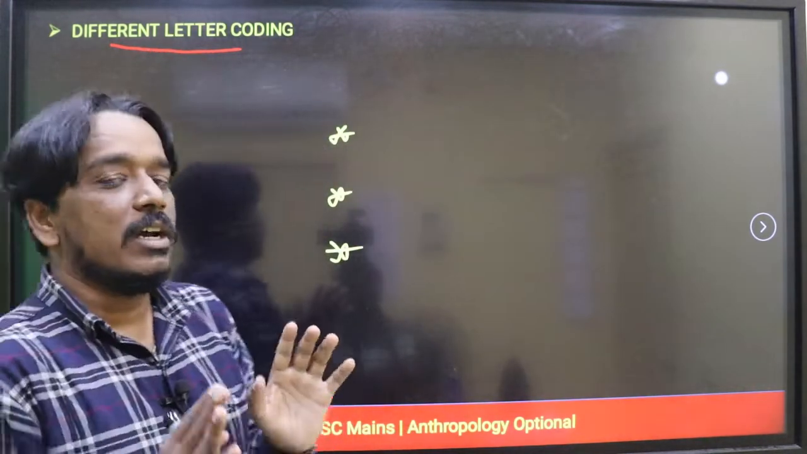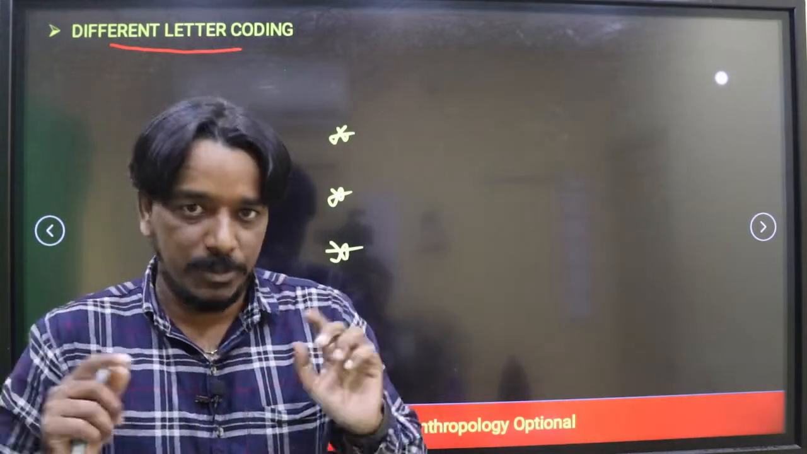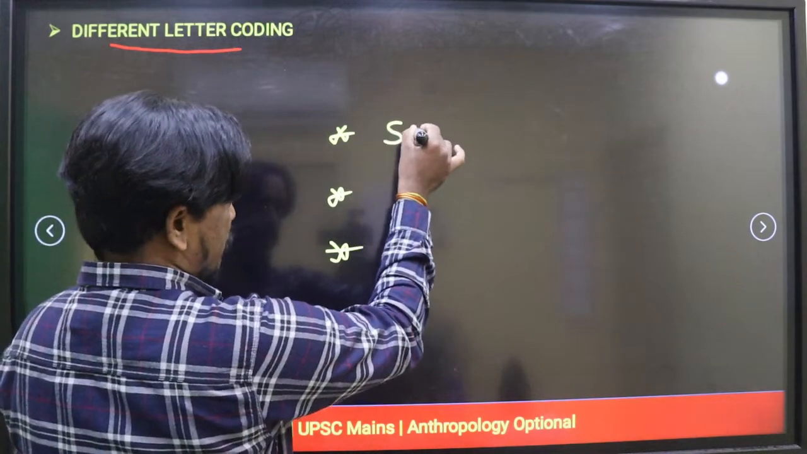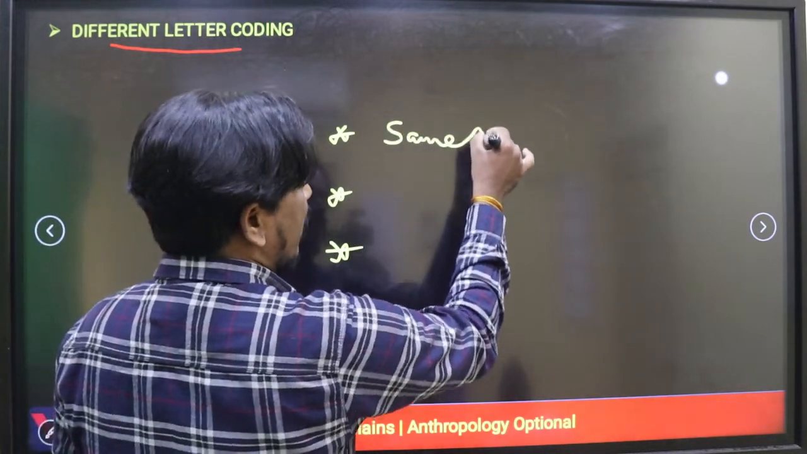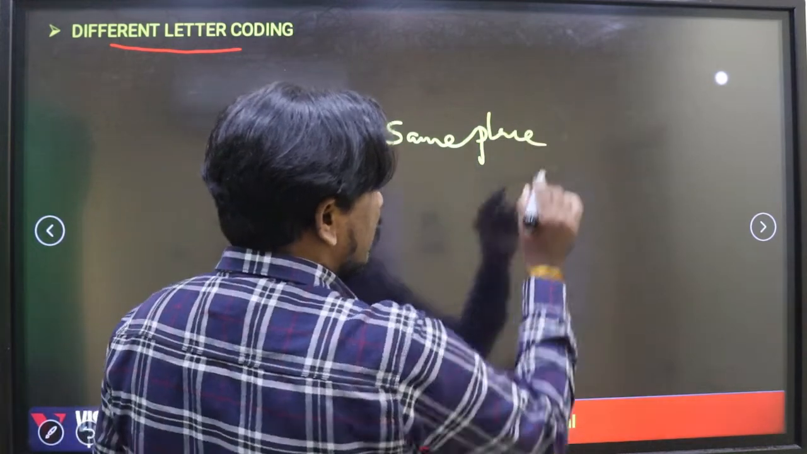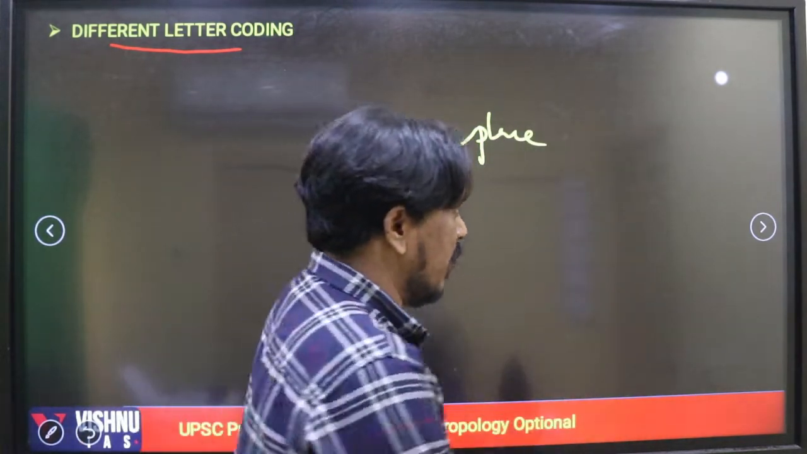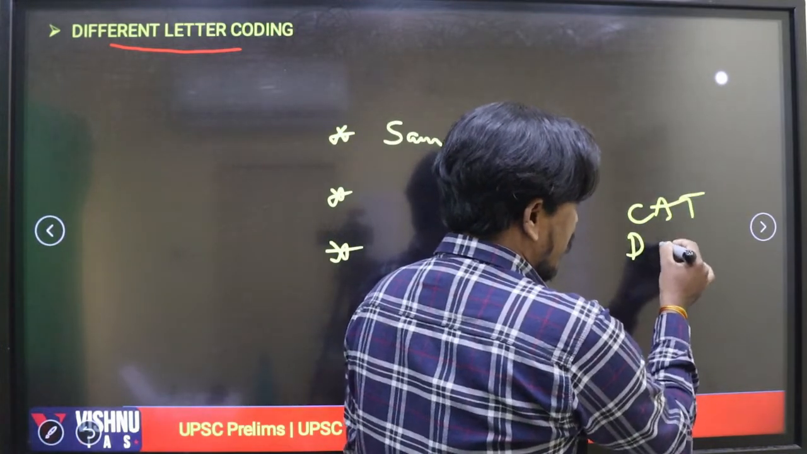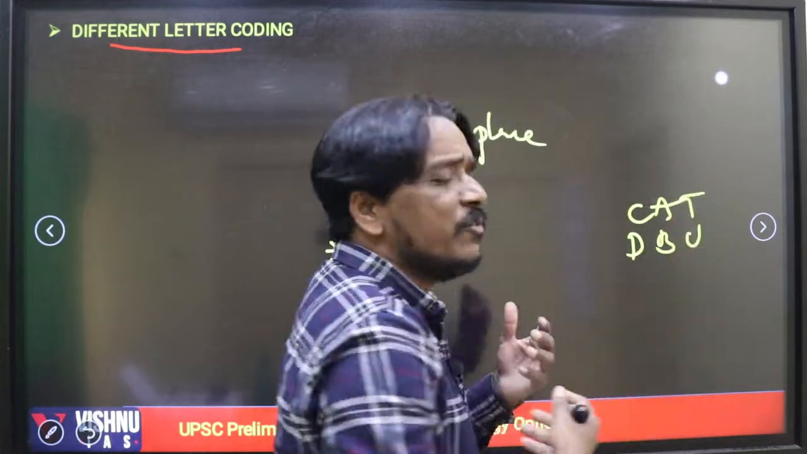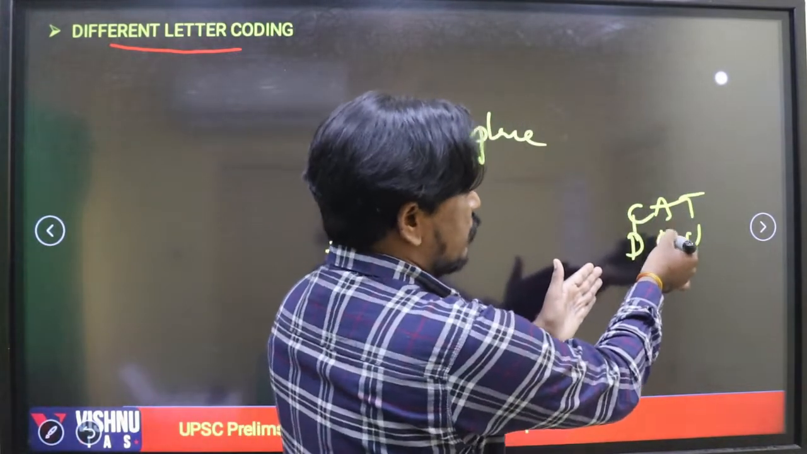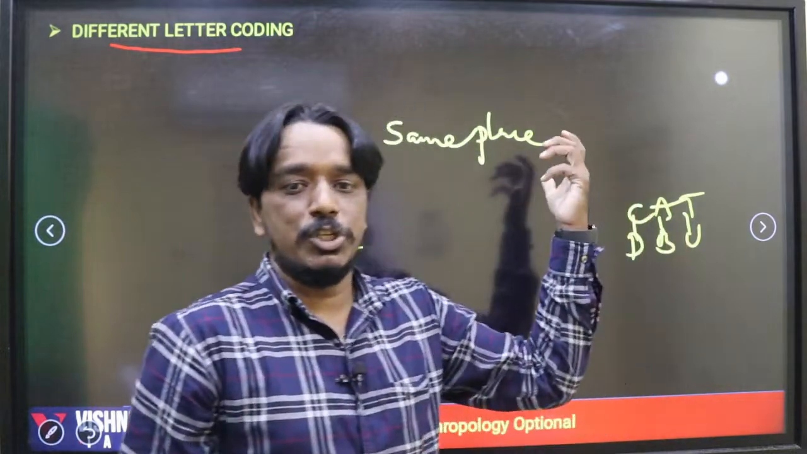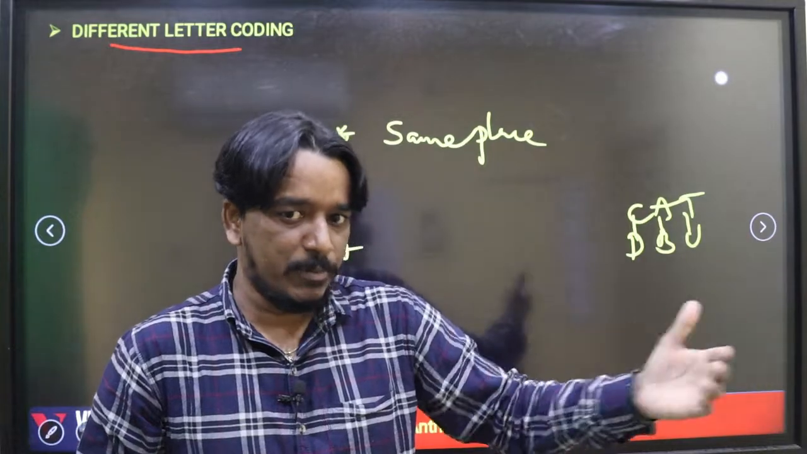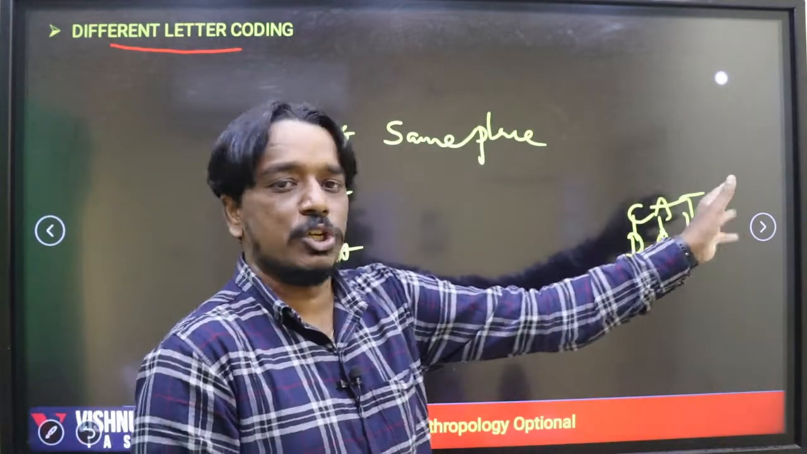Whenever questions are based on different letter coding, first you have to observe the logic in the same position, or same place logic. Clear? For example, cat is coded as D, B, like this. If you have same position logic, you check only in the same place. That type of question you will find if you observe the 2020 paper or the 2016 paper. Most of the questions are related to same position logic.